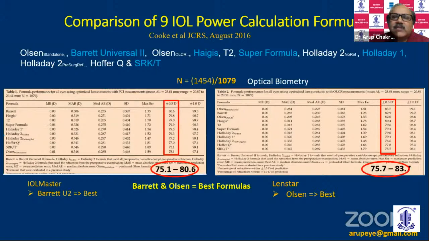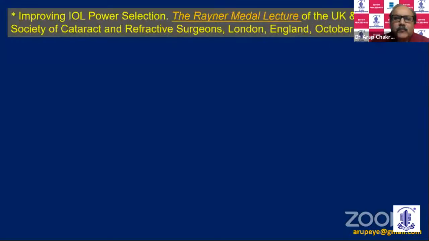There's another interesting, important publication in the JCRS, August 2016, soon after this presentation, which compared the visual outcome using 9 IOL power calculation formulas using optical biometry, and it revealed that the refractive accuracy was between 75.1 and 80.6 using these multiple formulas. So definitely we are making progress from what we were achieving before that.